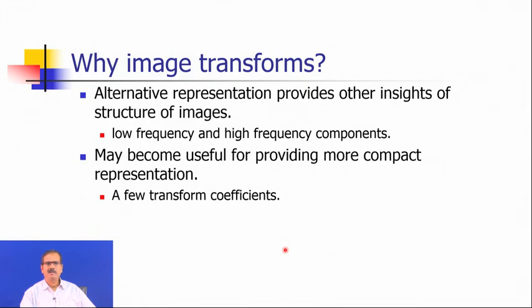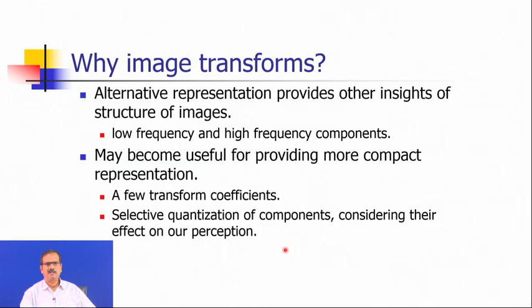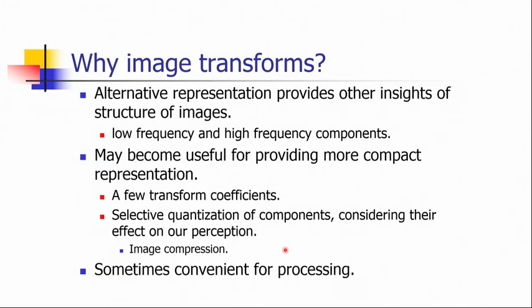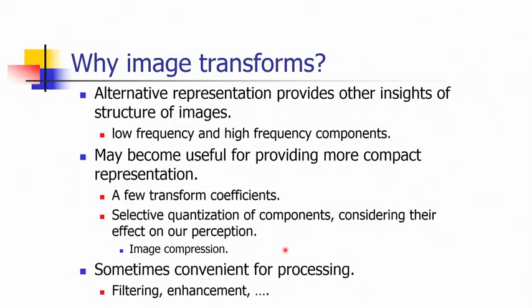You can use only a few transform coefficients to get a very close approximation of the functional representation, or you can perform selective quantization of components considering their effect on our perception, and those are used in algorithms for image compression, even video compression. And sometimes many processing operations become convenient when you use these transform coefficients. Like we have already discussed filtering, there are operations like enhancement, restoration, and many other operations where these transforms are useful. So, with this I end my lecture on image transforms.